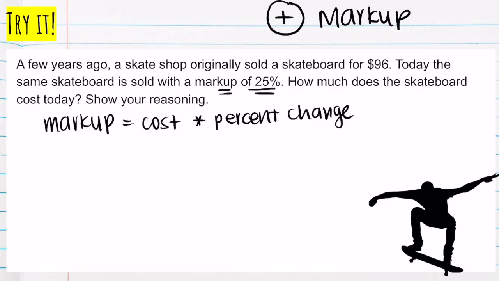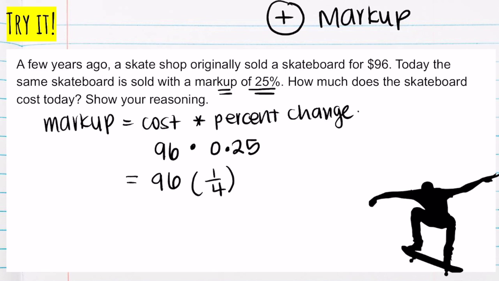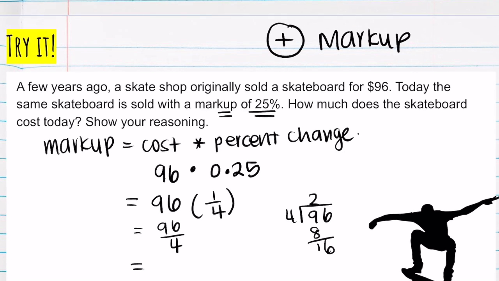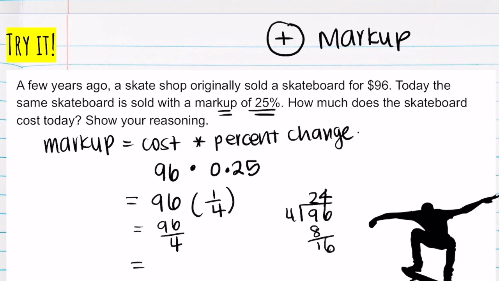So in this case, we know the cost is $96, and we're going to multiply it by 25%, which is 0.25. And similarly, you could change 0.25 to 1/4 because they're the same thing. Then we know it's 96 divided by 4. And if we divide 96 by 4, we get 24. So we know the markup is $24.